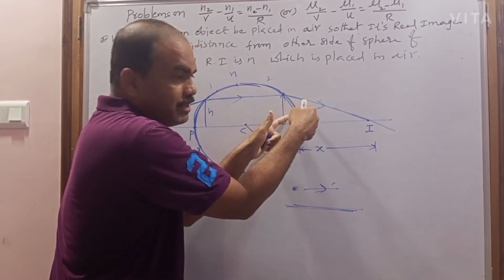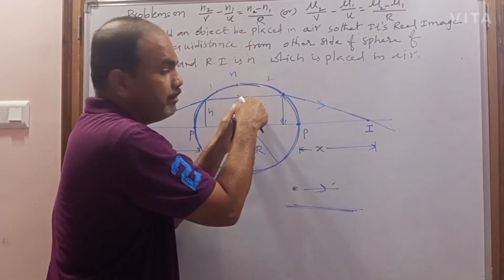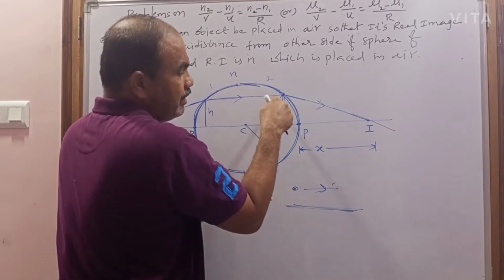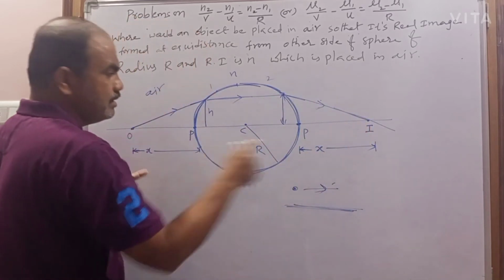But for the second surface, where is the object? At infinity. Why? Because this is a parallel ray, which is parallel to the principal axis. So that's why only then is the image formed at the same distance.